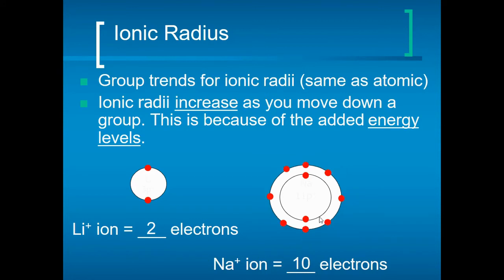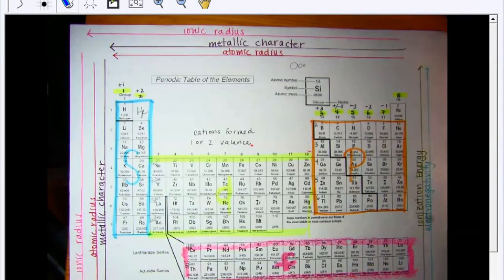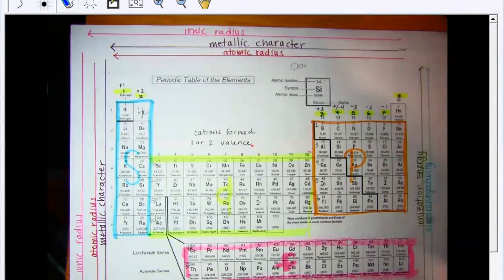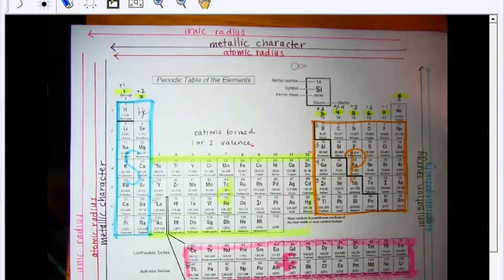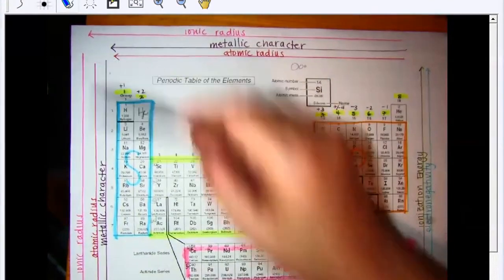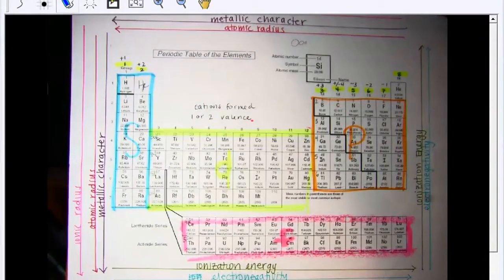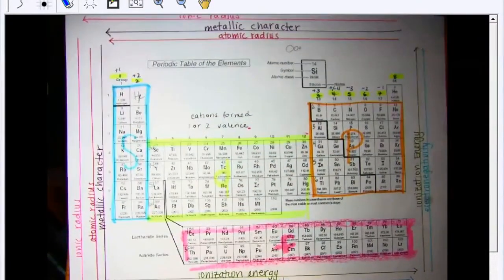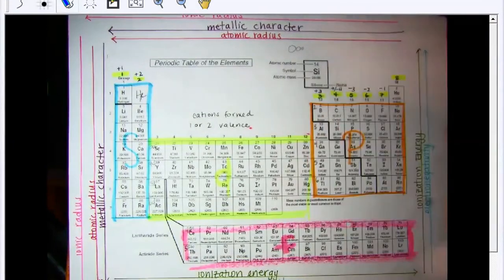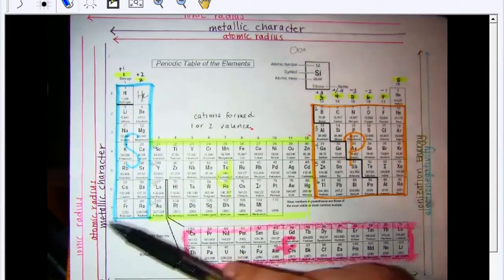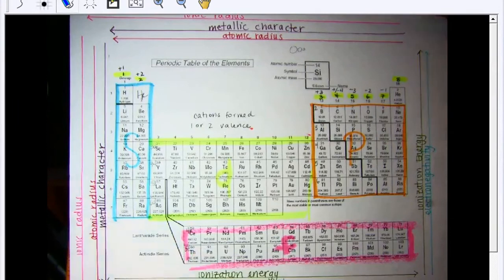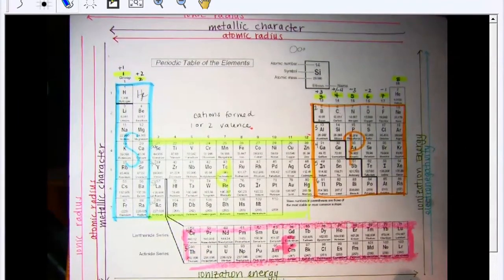Okay, so if we were to label our periodic table, you will label exactly like you labeled your atomic radius. Your ionic radius is the same as that of your atomic radius. Your atomic radius is right up here. If you look, your ionic radius also decreases as you go left, generally, and increases as you go down, generally, because you're adding electrons. You're adding energy levels as you go down. It is the same trend as atomic radius. So your metallic character, your atomic radius, and your ionic radius all have a very similar trend.